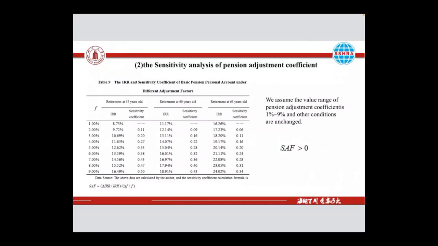IRR of patient. So we assume the value range of patient adjustment coefficients is 1% to 9% respectively, and other conditions are unchanged. It can be seen from Table 9 that under different patient adjustment coefficients, the sensitivity coefficients of the IRR of different accounts of basic patient are all greater than 0, which means that the IRR is positively correlated with patient adjustment coefficients.